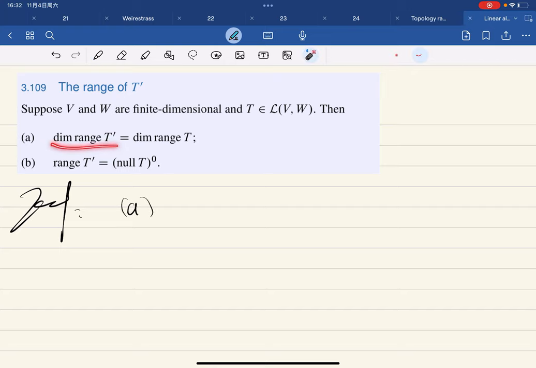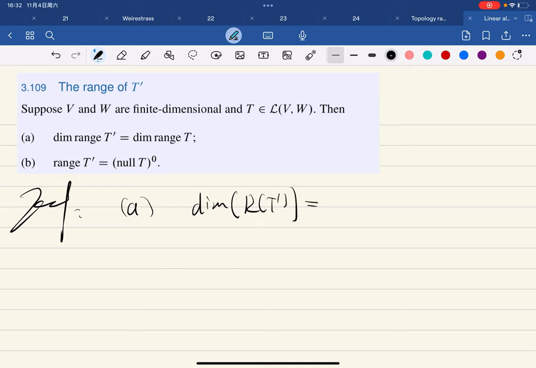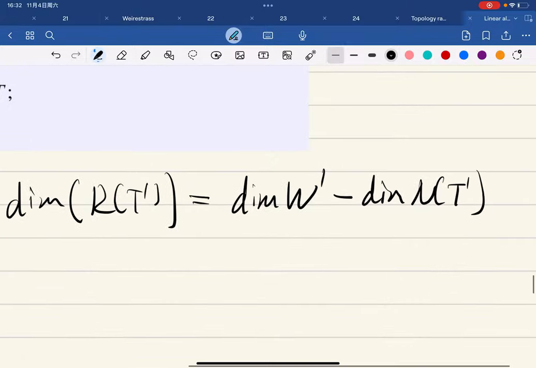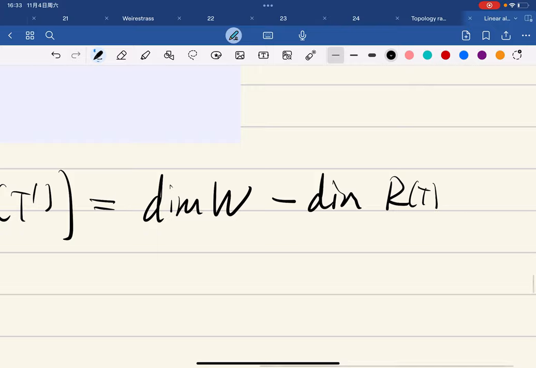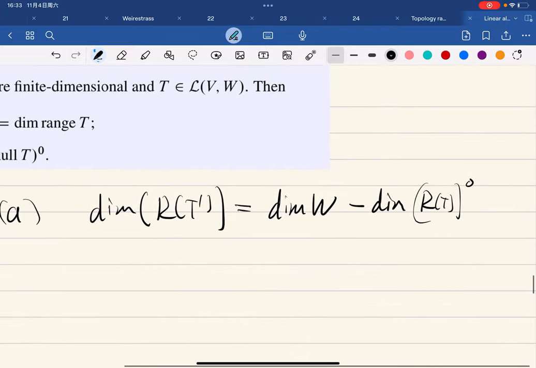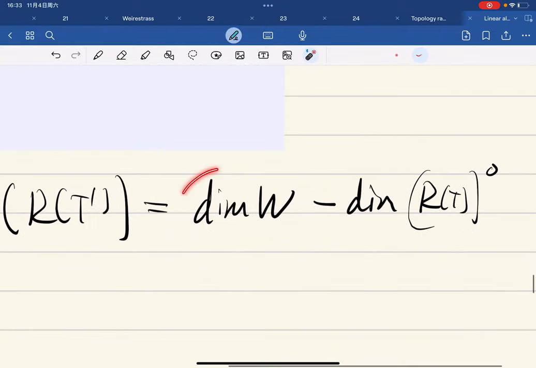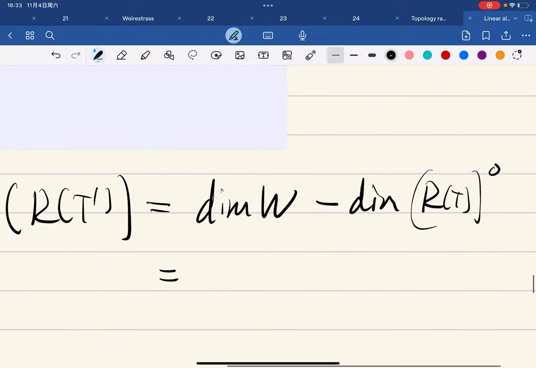The dimension of range T is equal to the dimension of range T prime. We know that this is equal to the dimension of W prime minus null T prime. It's the fundamental theorem, right? And from this, you can take off this, and this is equal to the annihilator of range of T, right? Well, from this again, you see that this is equal to the dimension of range of T, right?